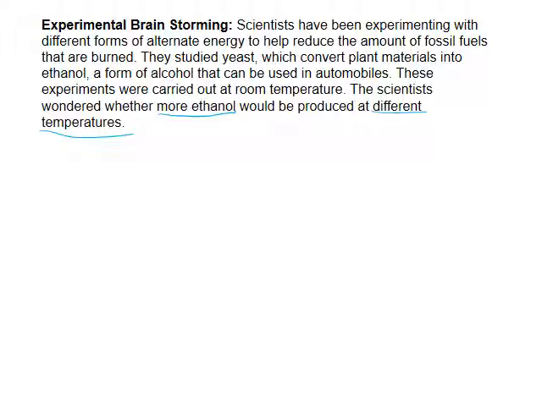So it looks like we're going to be measuring ethanol and we're going to be changing the temperature. So from this, I'm going to pull that if I'm measuring it, that's going to be the data I collect during the lab. So that's going to be my DV. And I'm changing the temperature, so that's going to be my IV. So the first thing you want to do in the experiment is an if-then statement. The IV is in the if statement, the DV is in the then statement.